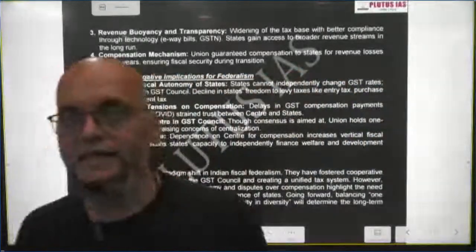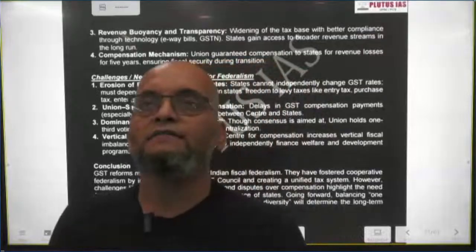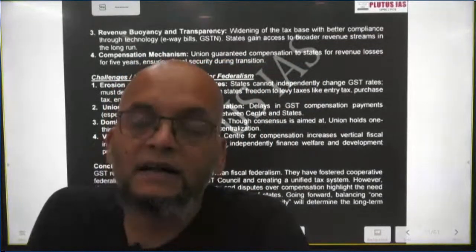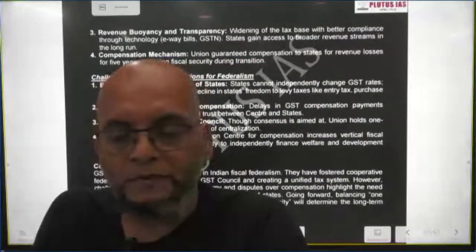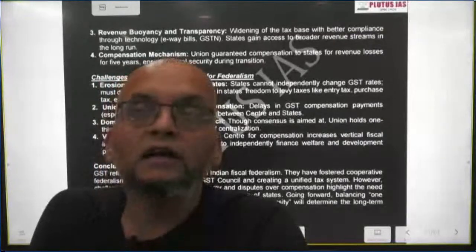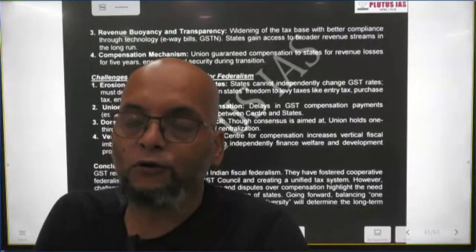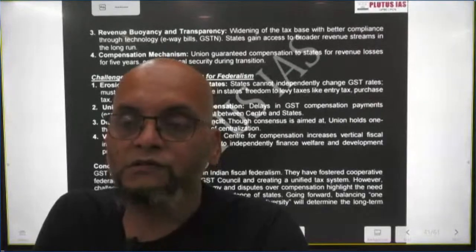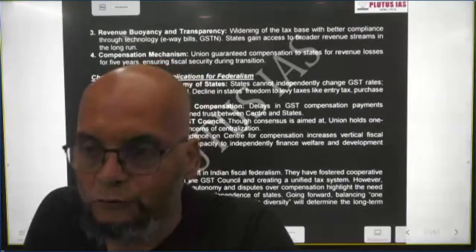So states were not agreeing to GST. They were saying that they are taking so many taxes, it will be loss in revenue. So government said for 5 years, whatever is the loss, whatever you get from GST and whatever you used to get earlier, you will see the difference. That much we are going to give you to each and every state.